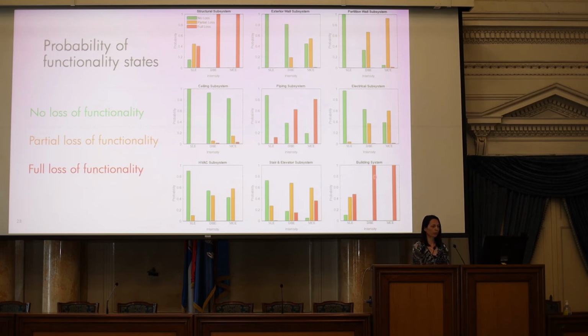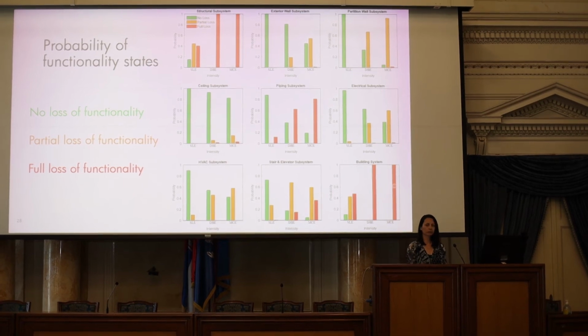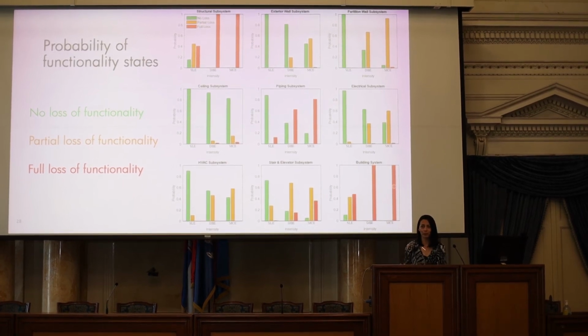So here at the bottom, I'm showing the results for the building system, and you see this particular building doesn't do very well, either in design basis earthquake or maximum considered earthquake. It will lose its functionality fully right after the earthquake. It's designed to code, but will it be functional? No, it won't, right?